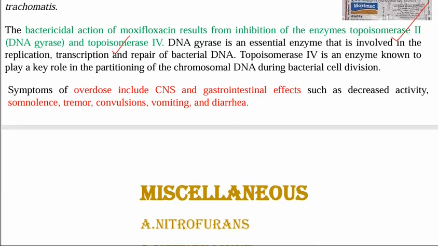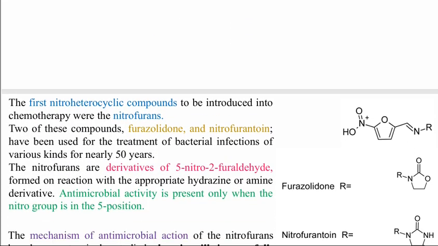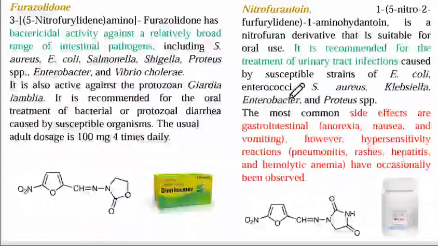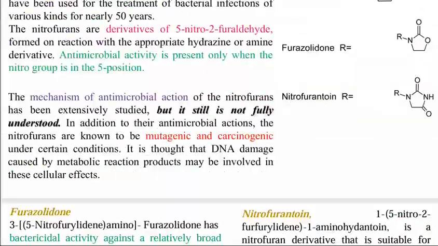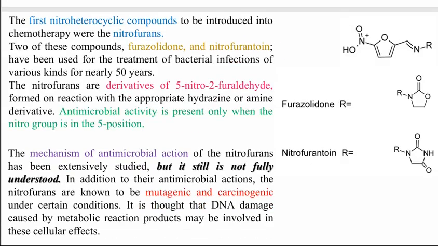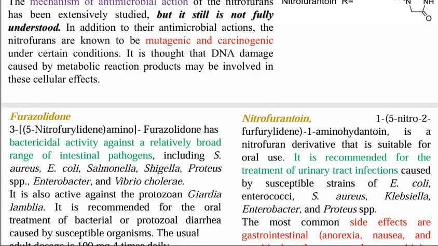Then we have miscellaneous drugs, that is nitrofurans and methenamine. Now let's see nitrofurans. The first nitroheterocyclic compounds that were introduced into chemotherapy were nitrofurans. Two compounds are there, that is furazolidone and nitrofurantoin.